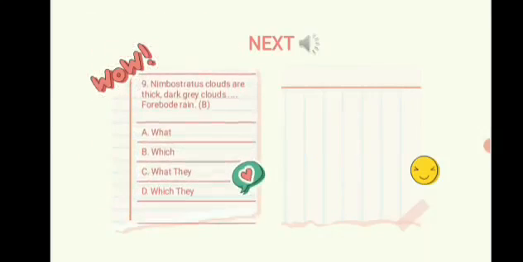And then number 9. If we look here, there are two clauses. Nimbus stratus clouds, subject, are, verb, and for both is a verb. So it takes a conjunction and the answer is B, which. The word which here functions as a conjunction and subject of the verb for both.